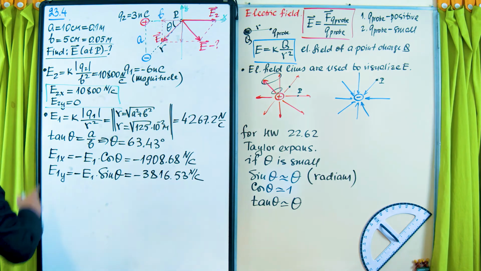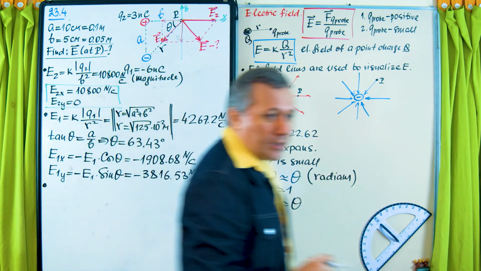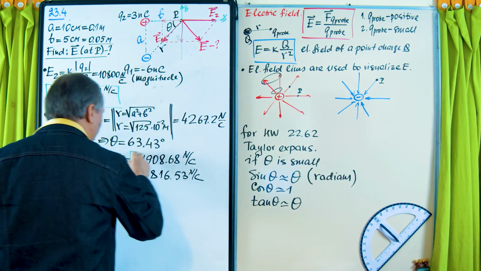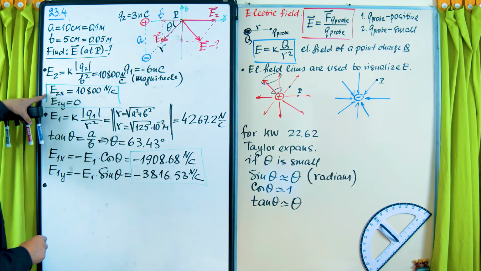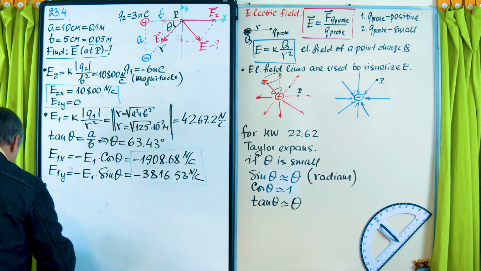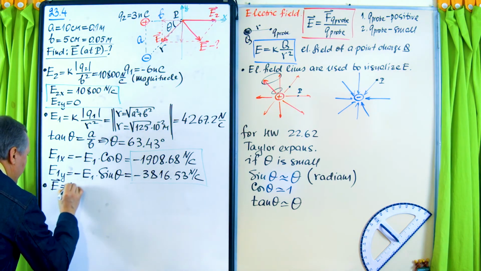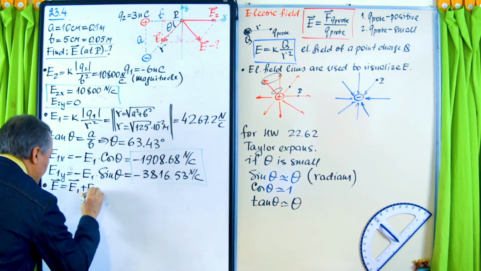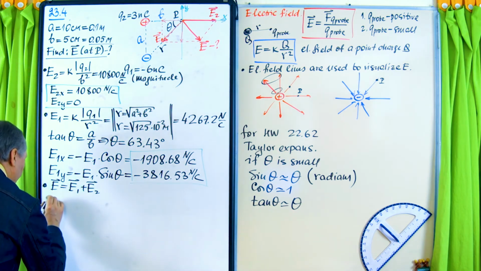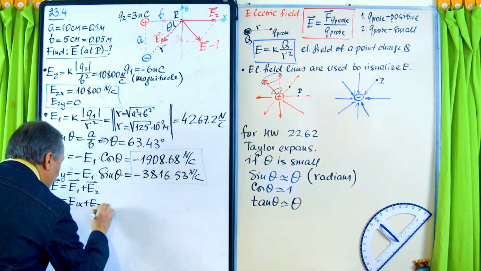Now, okay, I need to put a new bullet. Almost the last one. Now we need to add these two vectors. But adding is very simple, because you just need to add these components with these components, x plus x and so on. So first, in vector form, the principle of superposition, E equals E1 plus E2. Now let's take care of the actual components. So Ex equals E1x plus E2x.